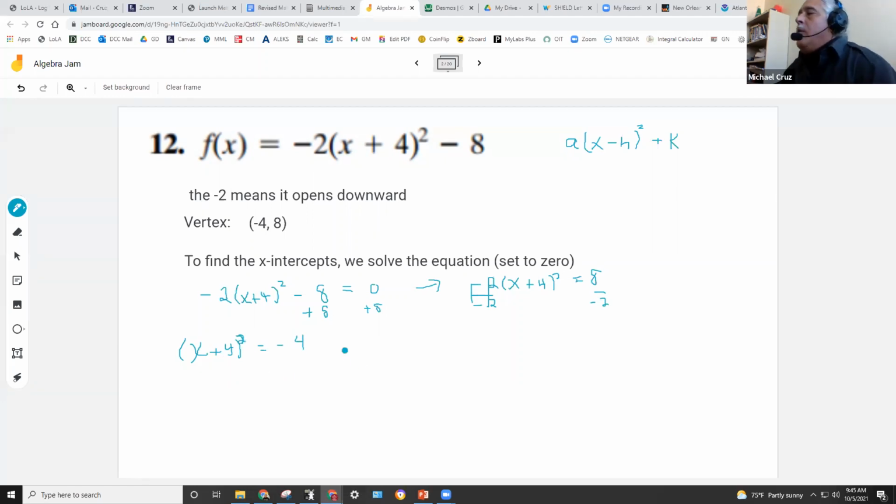Now, when we take the square root of both sides, and this is probably one of the reasons why they just asked for the vertex on this one, is because this one doesn't cross the x-axis. Because you're going to end up having, you remember, what they call the complex numbers? But we can still do it.